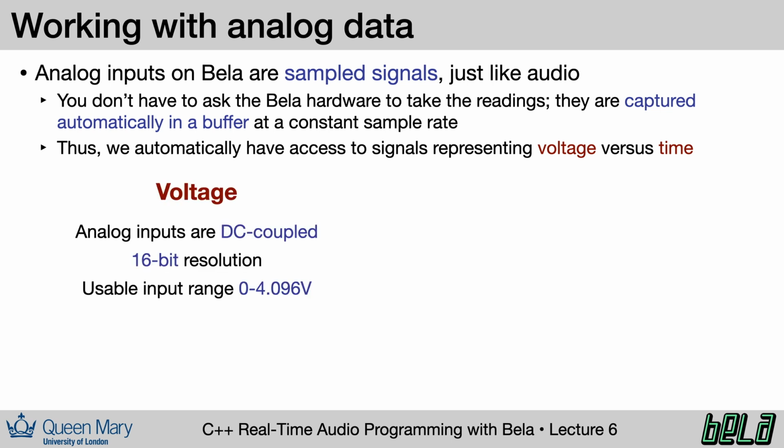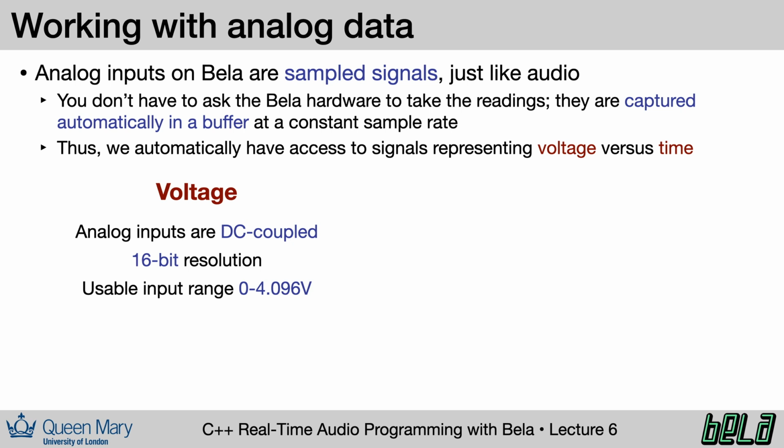Bela features 16-bit analog-to-digital converters with up to 8 separate inputs. Unlike the audio inputs, the analog inputs are DC coupled. What that means is that the analog inputs can measure constant voltages as well as changing signals like audio. The usable range for the analog input is between 0 and 4 volts, although unlike the digital pins, the analog inputs won't be damaged by a 5-volt input.